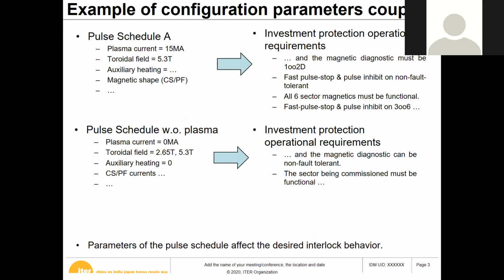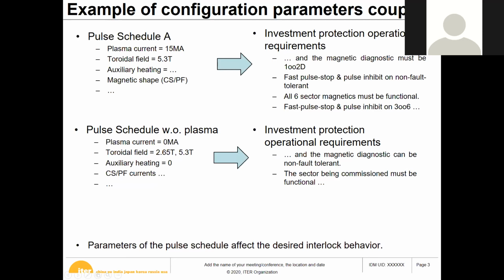This slide presents the simplest example of a configuration parameter coupling that I could muster. In the first case, we have an experiment where we'll run at 15 megamps, so the plasma current will have to reach 15 megamps. The toroidal field will be 5.3 Teslas. And in the second example, which is what we call a dry run, there is no plasma, 0 megamps, but we're still operating the magnets, and the toroidal field would still be substantial.